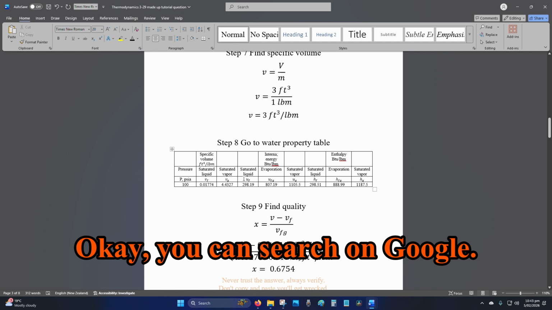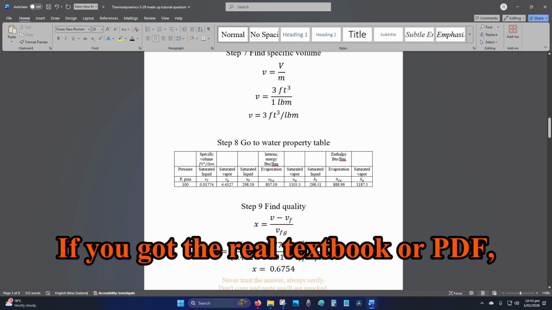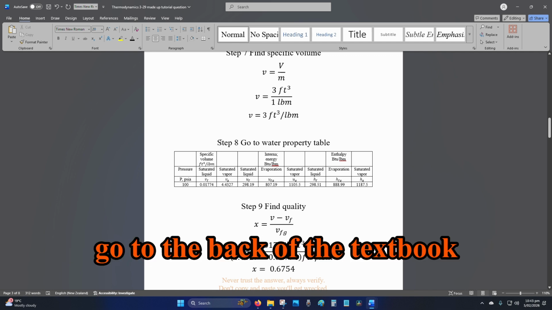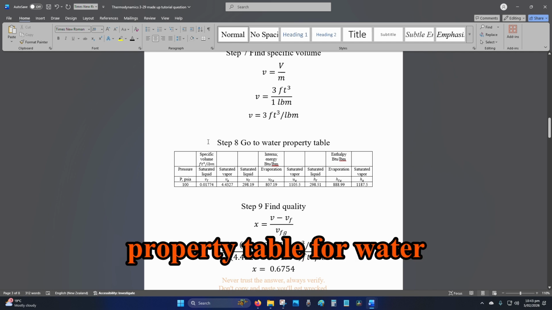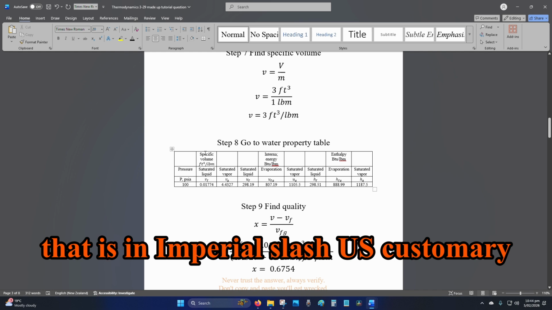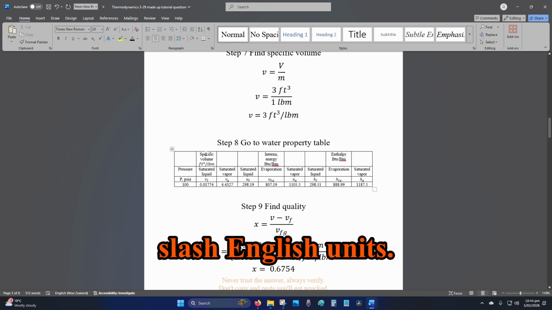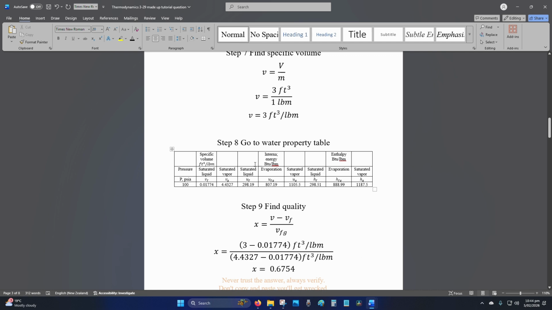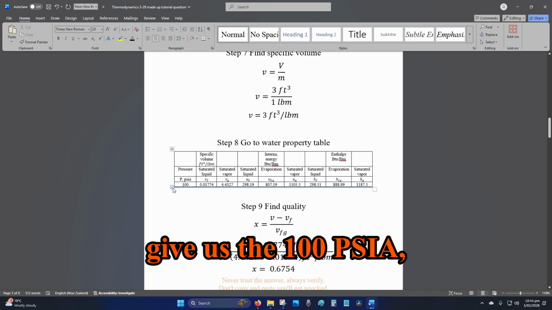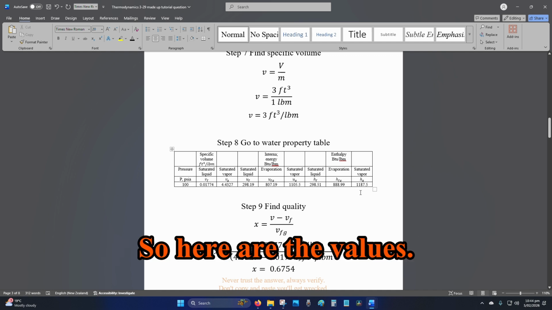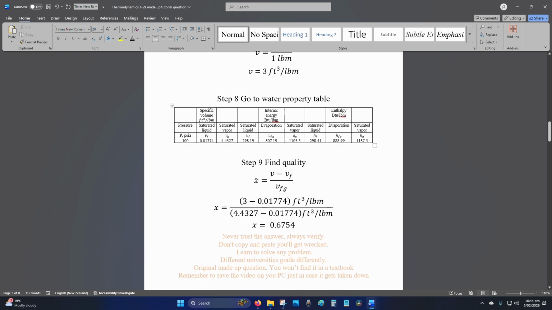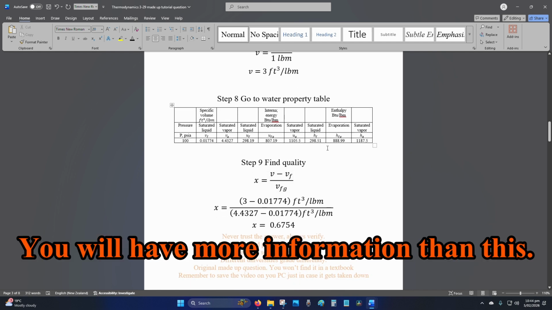Okay, you can search on Google. If you got the real textbook or PDF, go to the back of the textbook to find your appropriate property table for water that is in imperial, US customary, English units. Okay, and since they give us the 100 psia, you go to the pressure table. So here are the values. You will have more information than this.